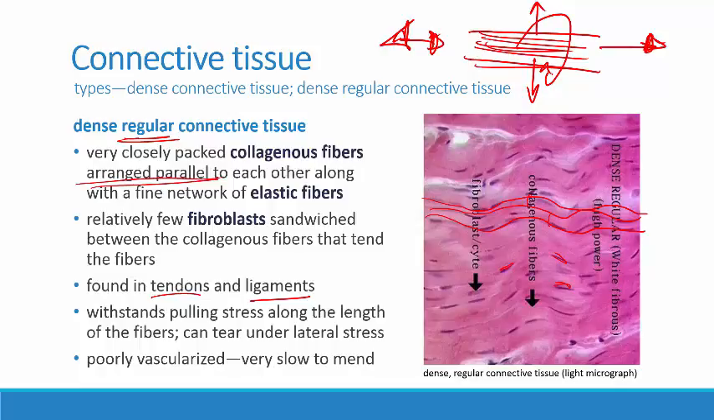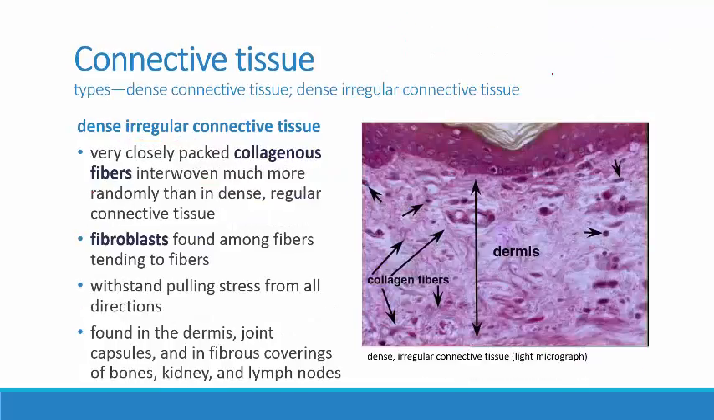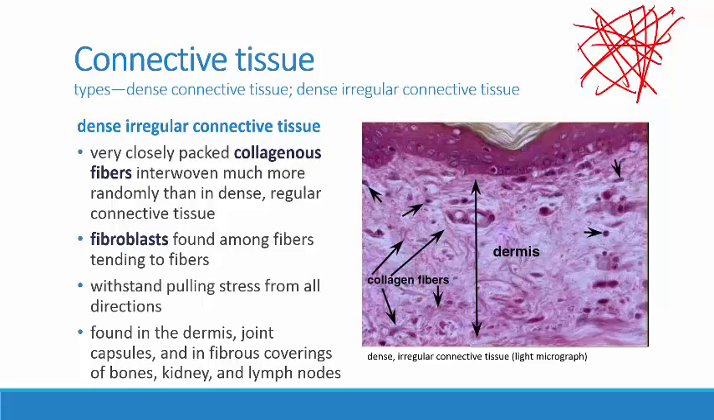So that's dense regular connective tissue. There's also dense irregular connective tissue. In irregular connective tissues, there are still closely packed collagenous fibers, but they are not laid parallel to each other, but instead they cross over each other in random ways. And as we mentioned before, this interweaving allows them to withstand stress no matter which direction we pull, because if we're pulling along this axis here, we've got this fiber and that fiber and this fiber here that are all good at withstanding that pull.